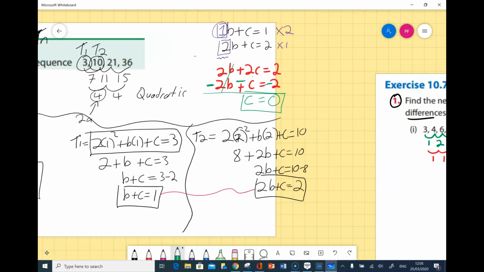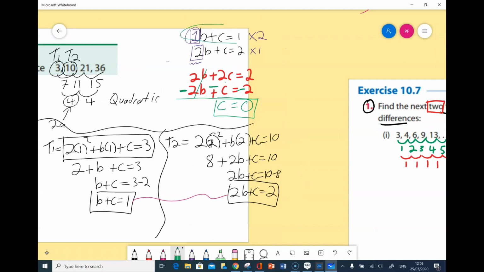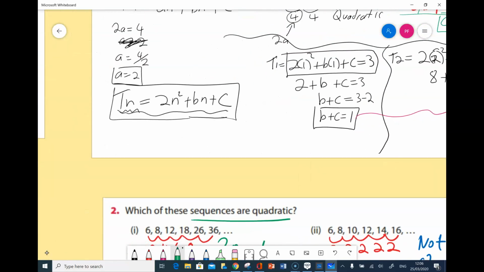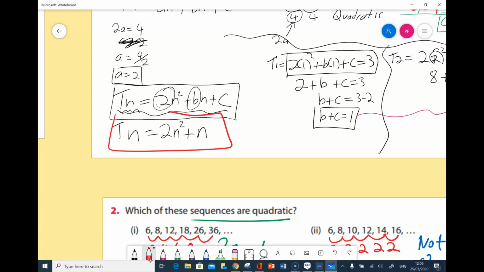I now need to go find b. Well, up here, very first equation, b plus c is equal to 1. But I know c is 0, so b plus 0 is equal to 1. So b is equal to 1. So I now have c and b, so I can finish off my formula. Tn is equal to, so I already knew a, I found that out earlier, 2n squared. I just found out that b is equal to 1, so it's plus 1n, and c is equal to 0, so I don't need to put that in. So my Tn formula is 2n squared plus n.